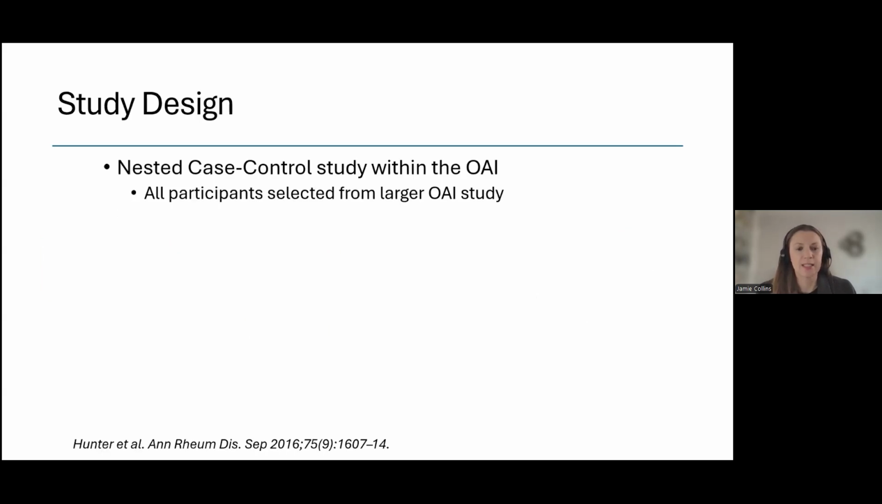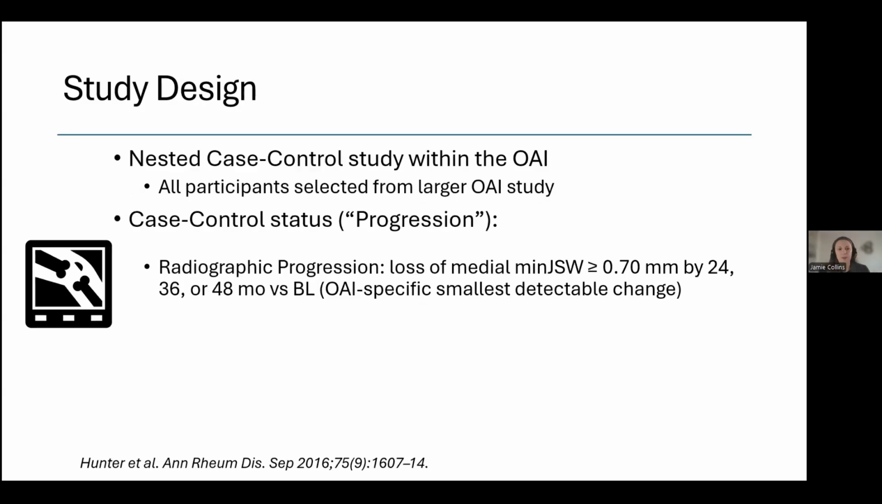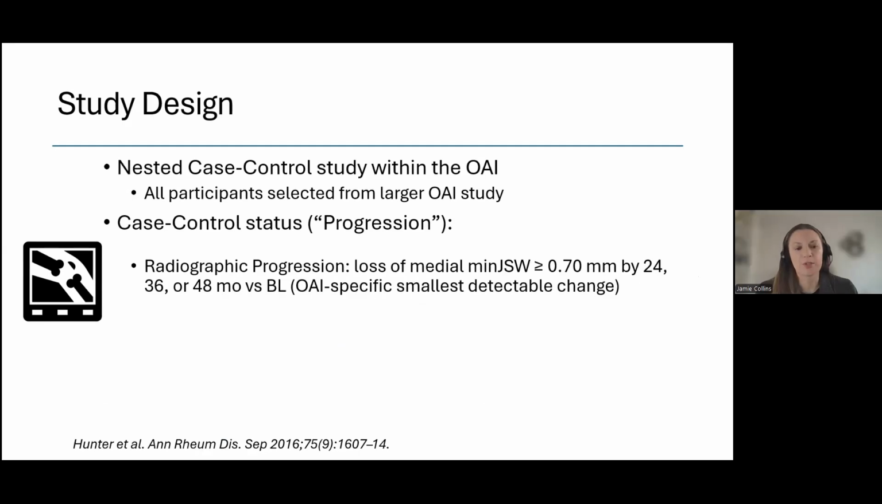So the study design, it's a nested case control study within the OAI. And so by nested case control study, what we mean is that all participants were selected from the larger OAI study. So it's a case control study. The case control status was based on disease progression. That was measured with radiographic progression, which was a loss of medial minimum joint space width of 0.7 of a millimeter by 24, 36, or 48 months versus baseline. And this threshold was based on the OAI-specific smallest detectable change.